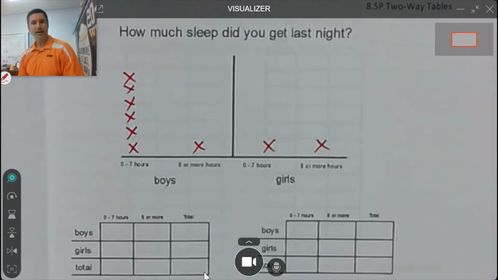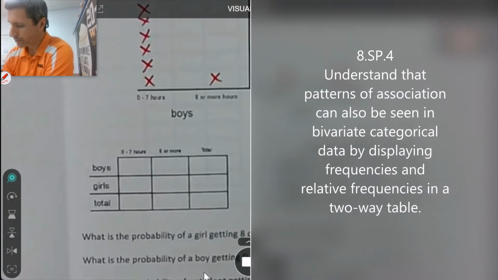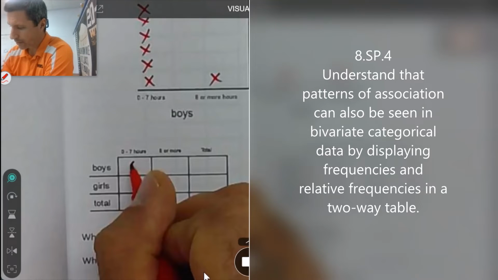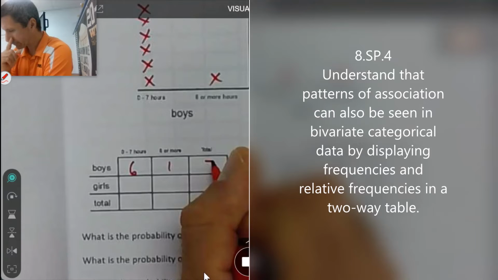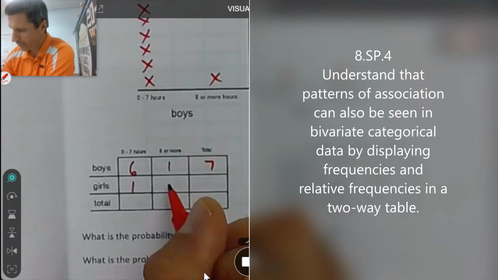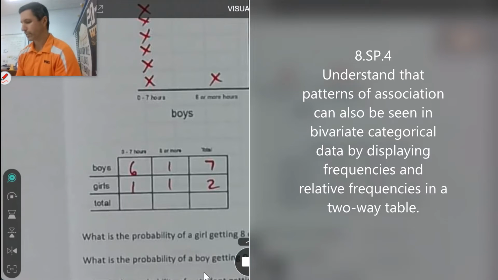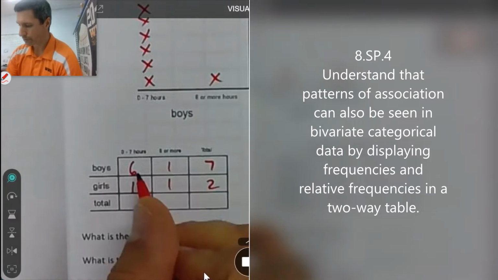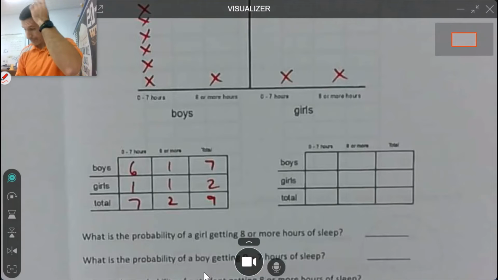That's fine. Okay, that is called a line plot. That's easy. Now we're going to transfer the line plot into two-way tables. So for the boys, 0 to 7, we had 6. We had 1 with 8 or more, me, and that was a total of 7. Girls, we have 1 in each category, for a total of 2. Now, if you add up your rows and your columns, they should all add up to 9. This is 7, this is 2, and 7 plus 2 adds up to 9.